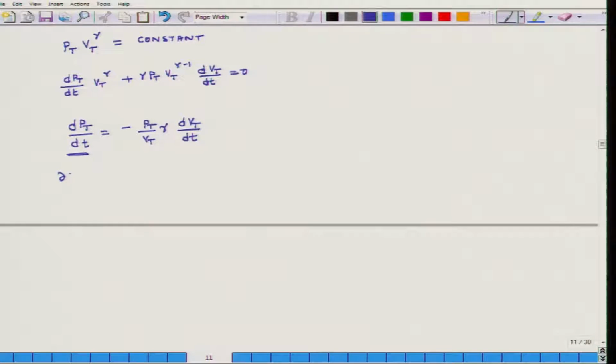Now, what I do is I expand the LHS, and once I do that, I can write the total derivative of pressure with respect to time as the partial of pressure with respect to time, plus the partial of pressure with respect to x times dx over dt, and that equals minus Pt gamma over Vt dVt over dt.